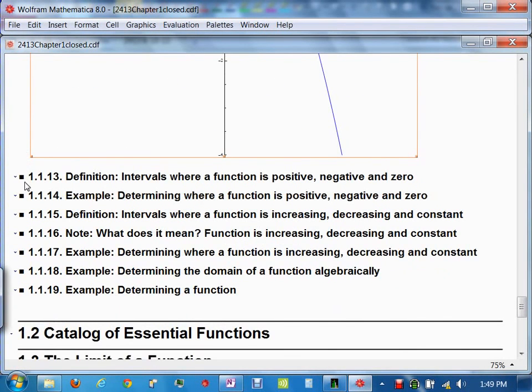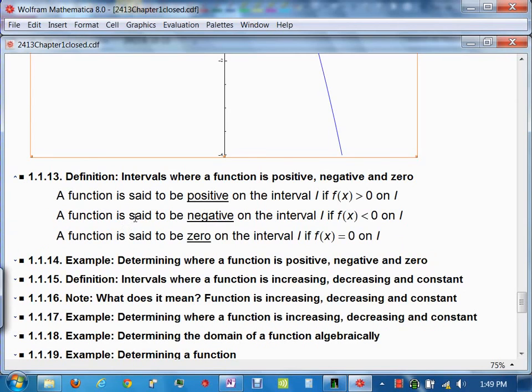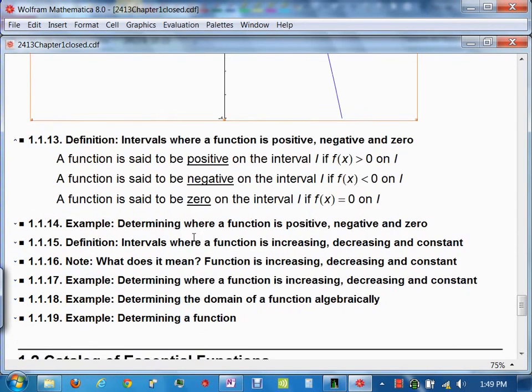All right. Intervals where a function is positive and negative. Now we get into some stuff that's going to be important in this class: that you understand how to write down intervals. A function is said to be positive on an interval I if the function is bigger than 0 there. That just means that if the height of your function is above the x-axis, we say the function's positive. If the height of the function is less than 0, it's said to be negative. That means below the x-axis. And if it's actually 0, then it's said to be 0 there.